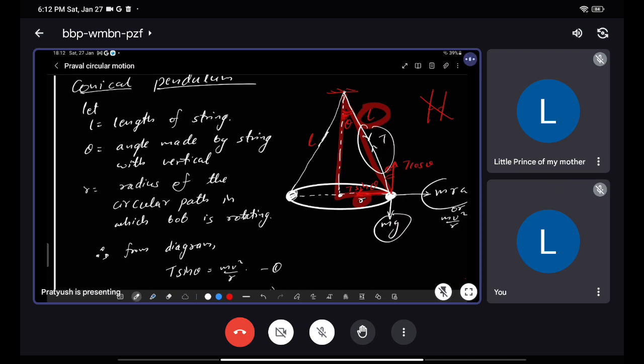Now, from this diagram, what we are doing? We are just taking a free body diagram of the ball, okay, and from that FBD we are balancing the forces. So what are we getting after balancing the forces? T sine theta equals to mv square by r. This is our first equation, and mg will be equal to T cos theta. Getting it? Sir, get it. Take it down fast.